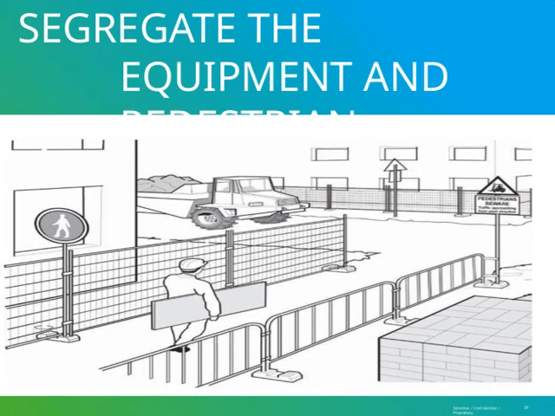Now, on slide 28, we focus on the importance of segregating equipment and pedestrians. This is a critical safety measure in any operational environment. By clearly separating the pathways for pedestrians from areas where equipment is active, we minimize the risk of accidents and injuries. It's about creating a safe, efficient flow, making sure people know where to walk and where equipment is moving or operating. This segregation not only protects personnel, but also helps maintain smooth operations without unnecessary disruptions.